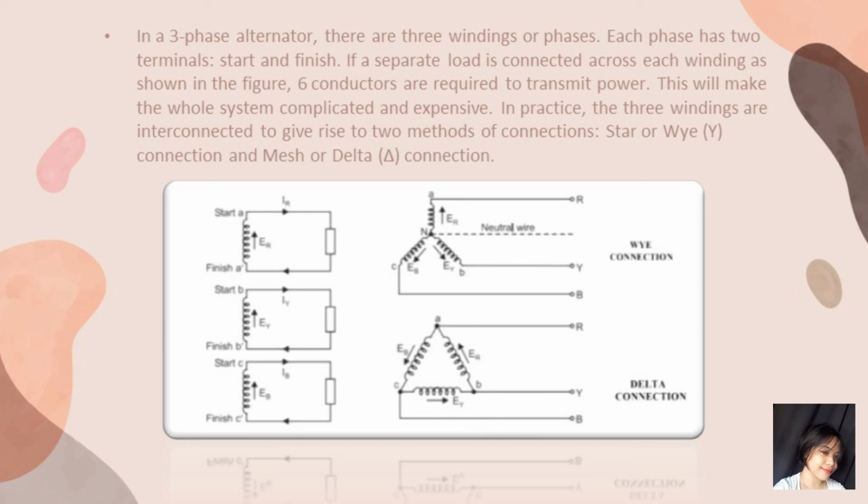In delta connection, the start end of B is connected to the finish end of A. The start end of C is connected to the finish end of B, and the start end of A is connected to the finish end of C. Three end lines A, B, C are connected to the junction points RYB. In delta connection, only a three-phase three-wire system is used. That is what is in the image.